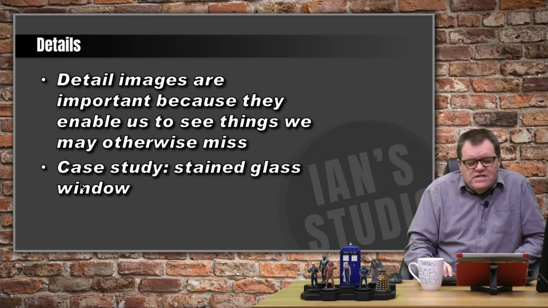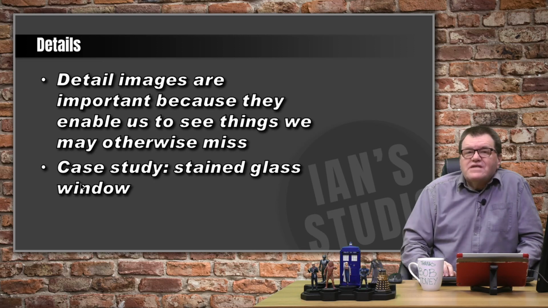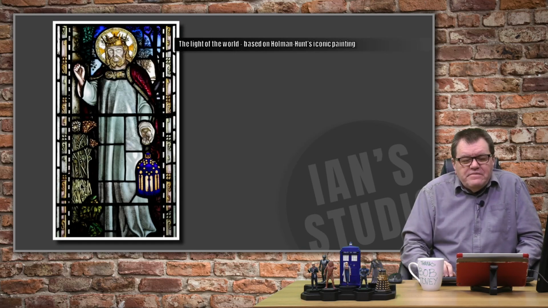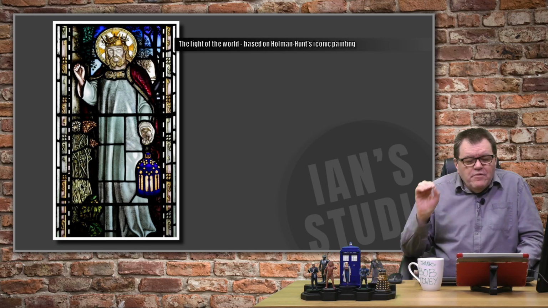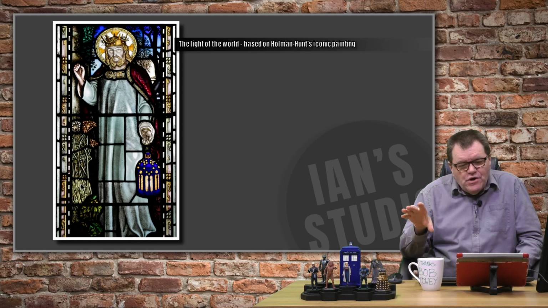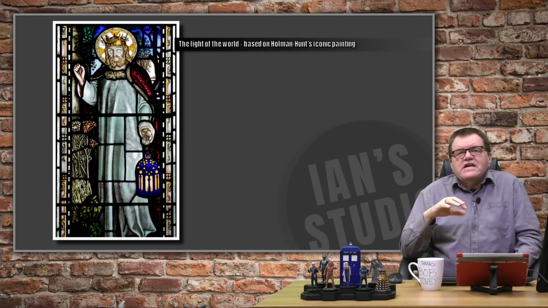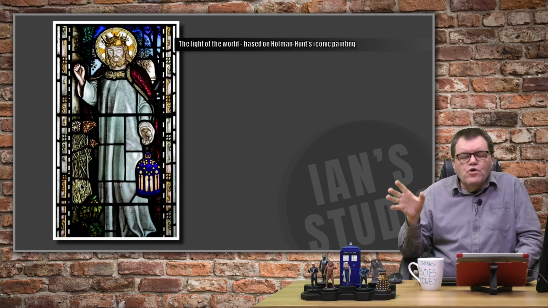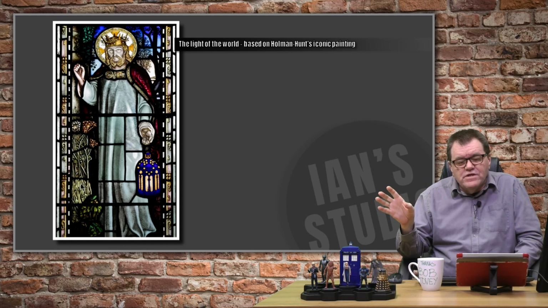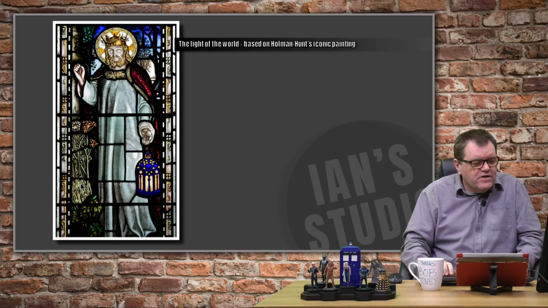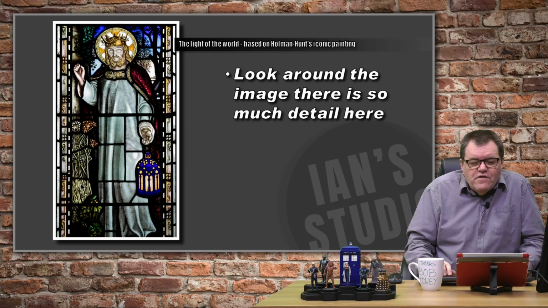So let's have a look at this case study I've got, which is a stained glass window. And I think I've probably got the name spelt incorrectly here. But this is a stained glass window in the church in Stockport. It's based on the iconic The Light of the World painting by Holman Hunt. I'm not sure whether I've spelt his name correctly, so my apologies if I got that one wrong on there.